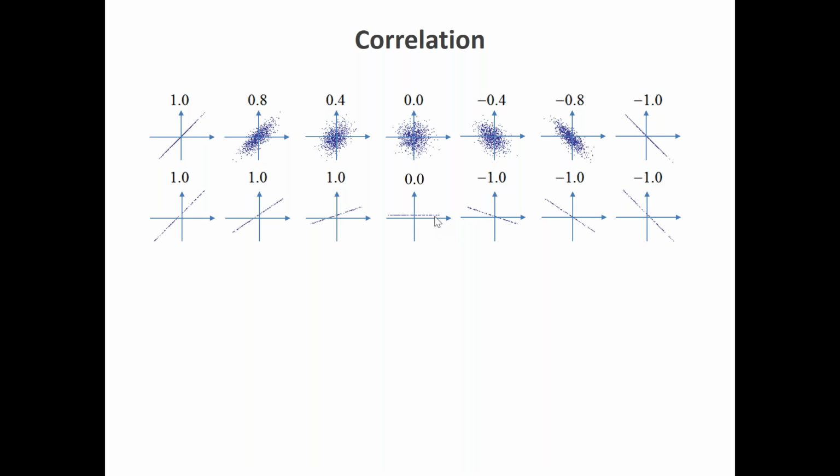Because if the line is parallel to one of the two axes, that means that if you know the value of x, for example, you cannot tell anything about the value of y, because the value of y is always the same. So actually you cannot tell anything. So there is not actually correlation. But if the line is not parallel to any of the axes, whatever the slope, then we have correlation.